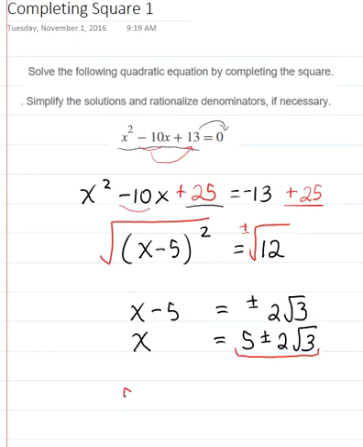And again, remember, I actually have two solutions here. If I wanted to write them out, I've got 5 plus 2 square roots of 3 for one answer, and 5 minus 2 square roots of 3 for the other. There you go.